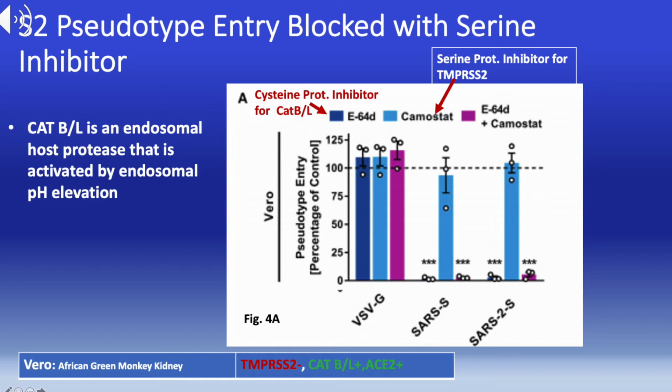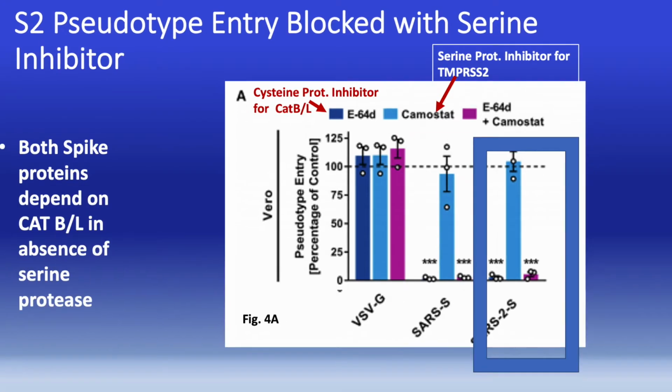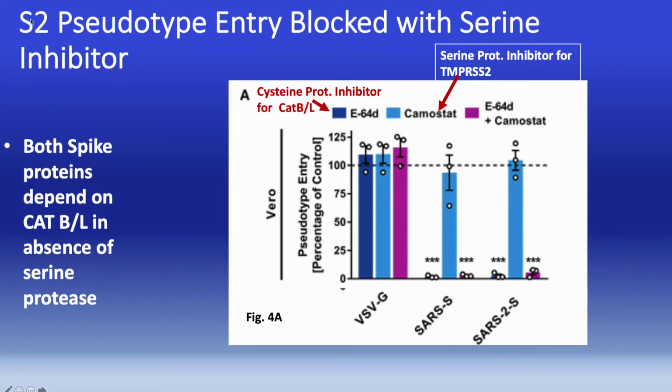We see that with both SARS-1 and SARS-2, treatment with the cysteine protease inhibitor significantly reduced pseudotype entry into host cells and almost abrogated it completely. On the other hand, treatment with Camostat, which is a serine protease inhibitor, had virtually no effect on pseudotype entry into host cells. This makes sense because there is no serine protease active in this situation, and so treatment with a serine inhibitor should have no effect on pseudotype entry.